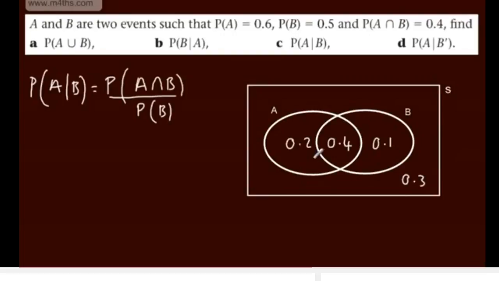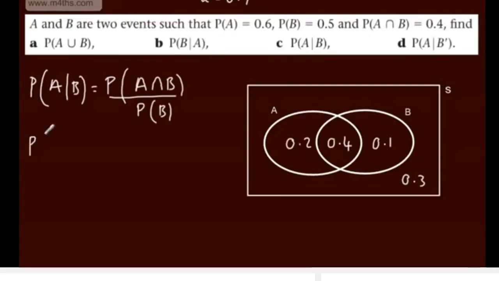We know all probabilities equal 1. The sample space must be equal to 1. So if this is 0.7, the sample space is 1 minus 0.7. So first one, the probability of A union B. We know the union is all of this in here, so that's going to be nice and straightforward. That's just going to give us 0.7.